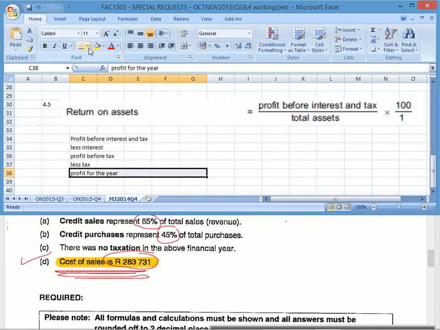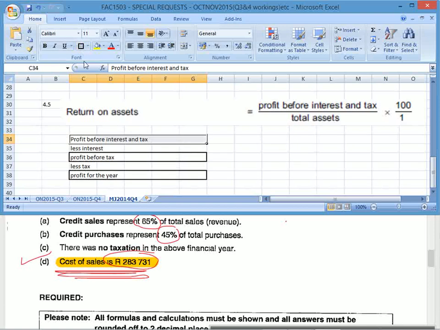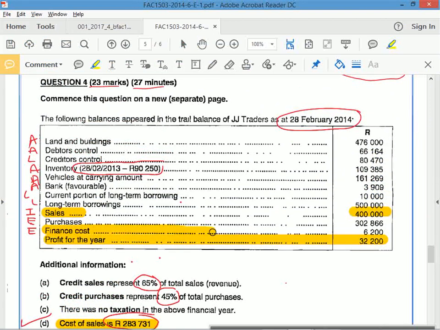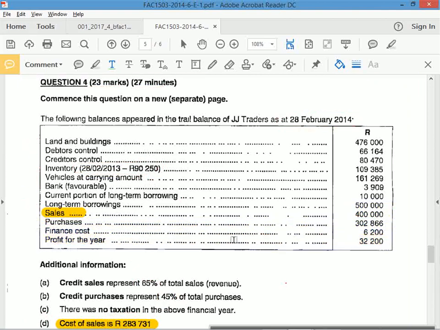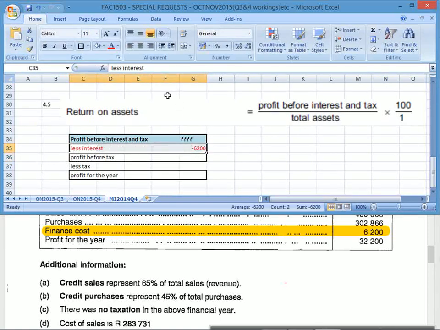Okay, this is how we draw up the different line items for profits. So what line item do you want? You want this, don't you? Do you agree? I want this, right? Do I know what the interest is? Yes. Finance costs. Finance cost is your interest, 6,200. So you're going to minus 6,200 here, less finance costs.